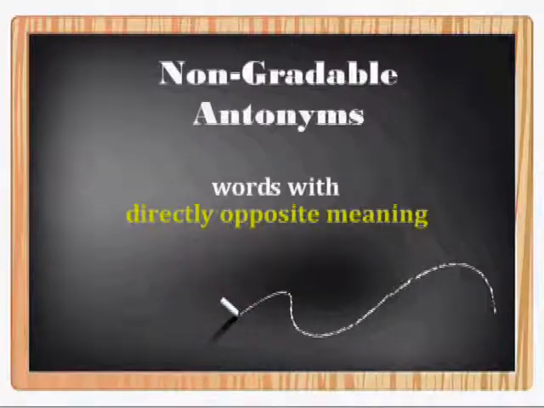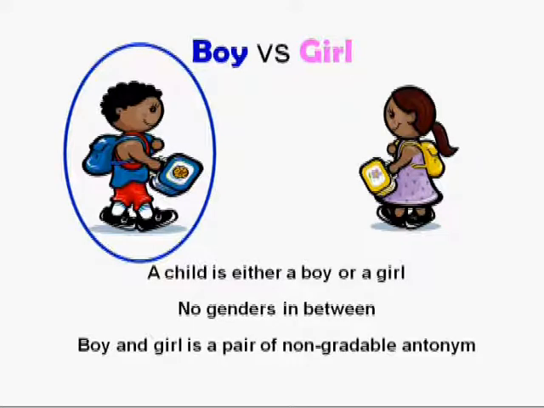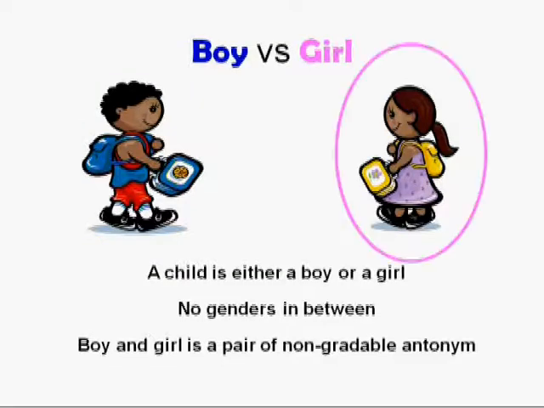For example, the words boy and girl. This is a boy. He is not a girl. And this is a girl. She is not a boy. A child has to be either a boy or a girl. There are no genders in between. Therefore, we can say the words boy and girl are a pair of non-gradable antonyms. So, this is one example of non-gradable antonyms.